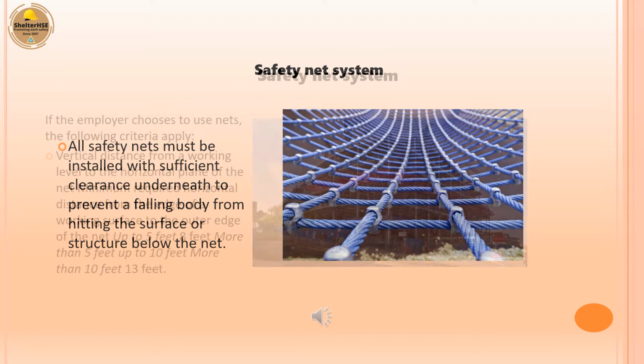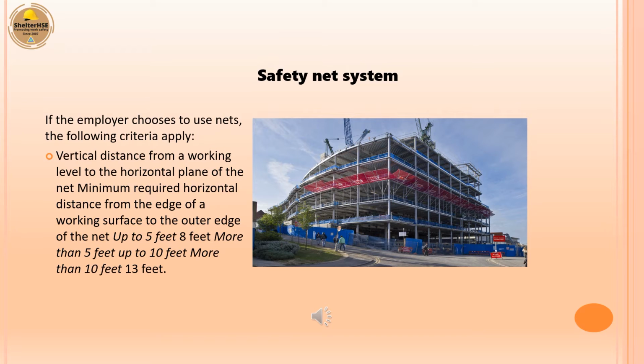If the employer chooses to use nets, the following criteria apply. The vertical distance from the working level to the horizontal plane of the net, and the minimum required horizontal distance from the edge of a working surface to the outer edge of the net: up to 5 feet, 8 feet; more than 5 feet up to 10 feet, 10 feet; more than 10 feet, 13 feet.